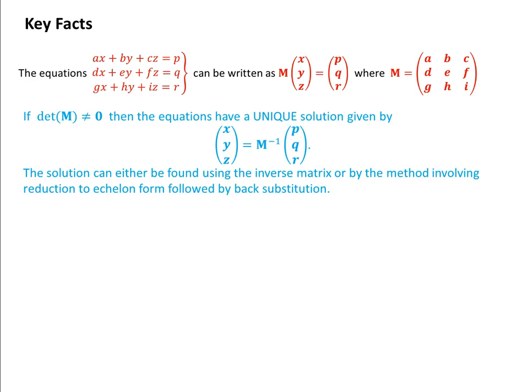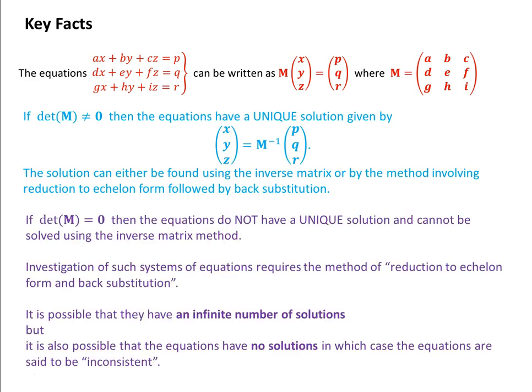So the solution can be found by using the inverse matrix or by using the method involving reduction to echelon form. On the other hand, if the determinant of M is equal to 0, then the equations do not have a unique solution, and they cannot be solved using the inverse matrix method. So solution of such systems of equations requires the method of reduction to echelon form.